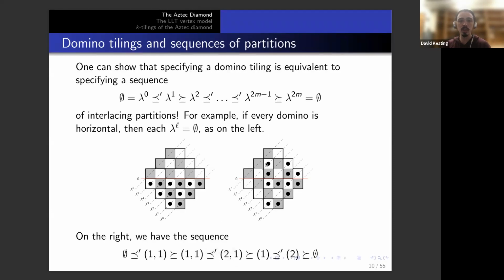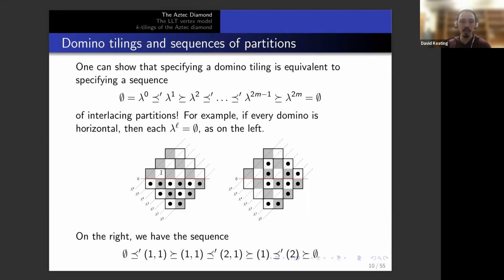Now to these examples of tilings, we can associate a sequence of interlacing partitions. And it turns out, one can show this, that the way the interlacing works out is you start with the empty partition. You'll always start with the empty partition. Then you'll grow your partition such that these co-interlace. And then you'll shrink your partition such that 1 and 2 interlace. And then you repeat this until you get to the final slice, which is forced to be the empty partition again.